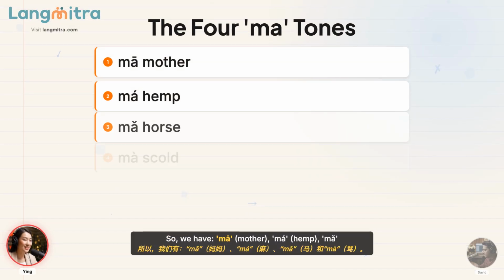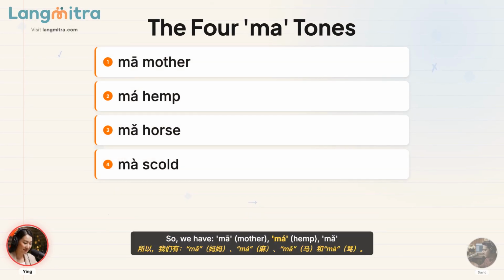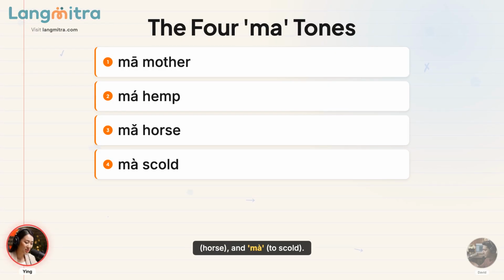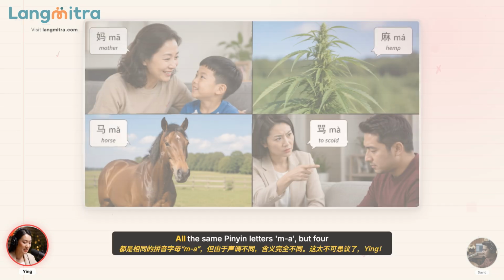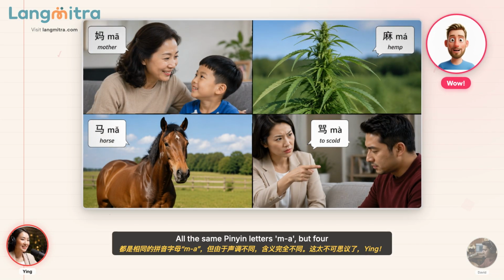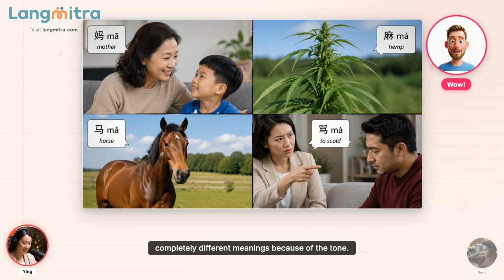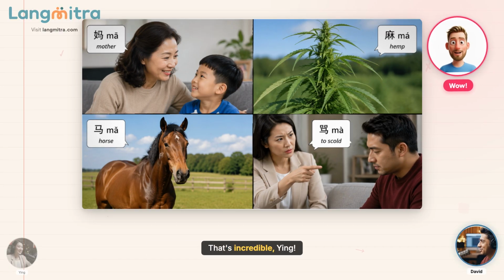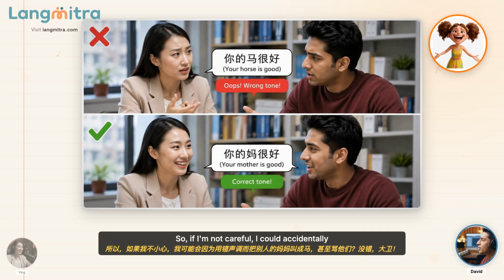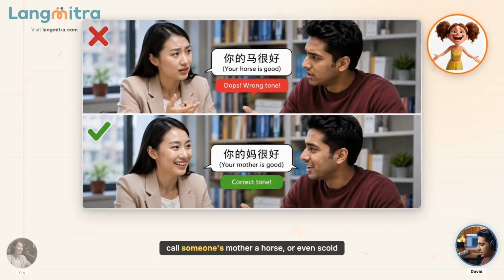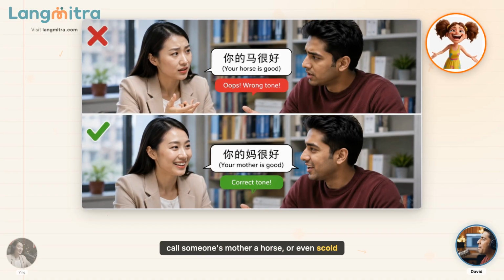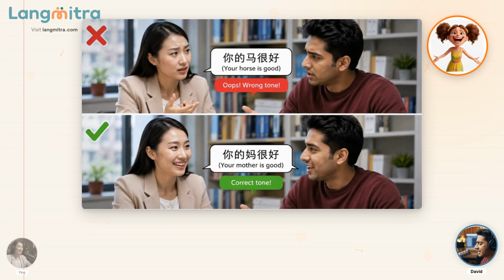So we have ma, meaning mother, ma, meaning hemp, ma, meaning horse, and ma, meaning to scold. All the same pinyin letters ma, but four completely different meanings because of the tone. That's incredible, Ying. So if I'm not careful, I could accidentally call someone's mother a horse or even scold them just by using the wrong tone?